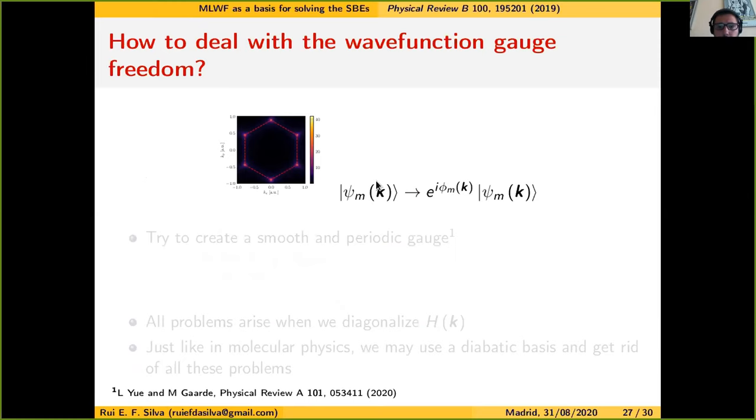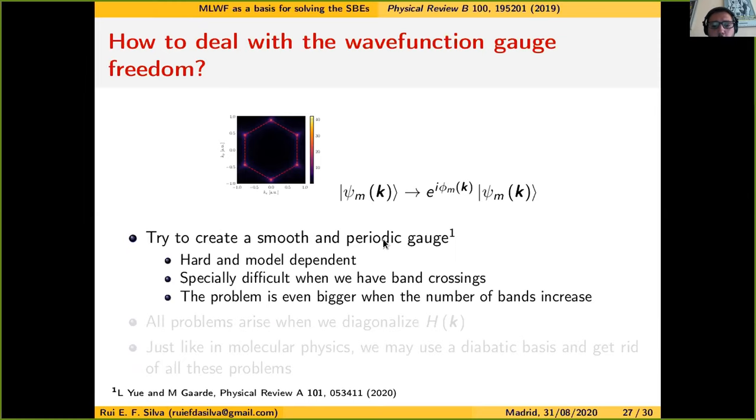So what you need to do is to try to create a smooth and periodic gauge. But this is very hard and model dependent to implement, and especially difficult when we have band crossings. If we have a very high number of bands, a spaghetti of bands, it is very, very hard to create a smooth and periodic gauge along all the Brillouin zone. So all problems arise when we diagonalize H of K.